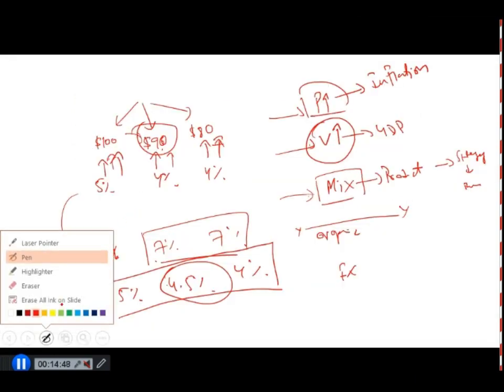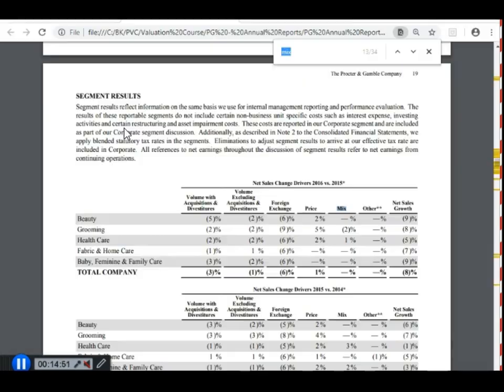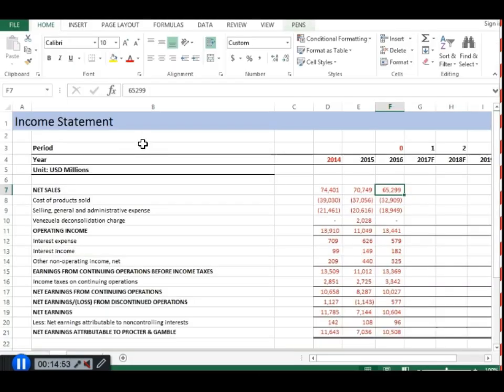So key points are that you need to break it down as per annual report data or as per your analysis. So we have decided we will look at volume, price, because multiplying these two will get you revenue, and we will look at additional factors like mix and foreign exchange.